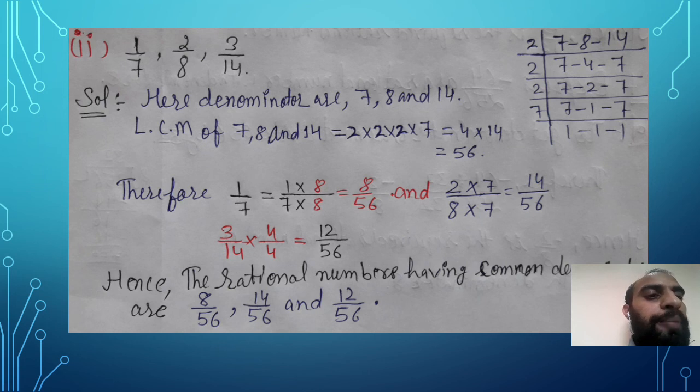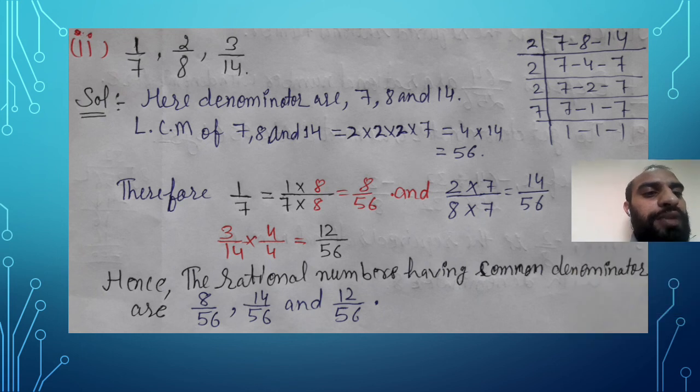And second case, we have 2 upon 8. 8 sevens are 56, 2 sevens are 14. Third case, we have 3 upon 14. Then you need to recite the table of 14. 14 fours are 56. Then 3 fours are 12. In this way, all denominator become 56, and we are able to find out common denominator in all cases. Hence, the rational numbers having common denominator are 8 upon 56, 14 upon 56 and 12 upon 56.